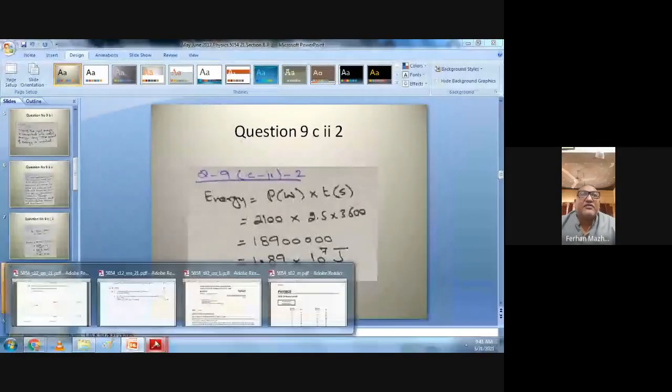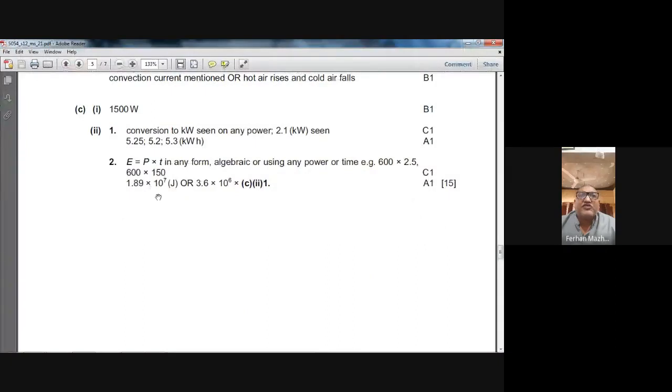Okay. So let's check the marking scheme. The marking scheme says 1.89 × 10^7 joules is the right answer. The marking scheme is showing on your screen.